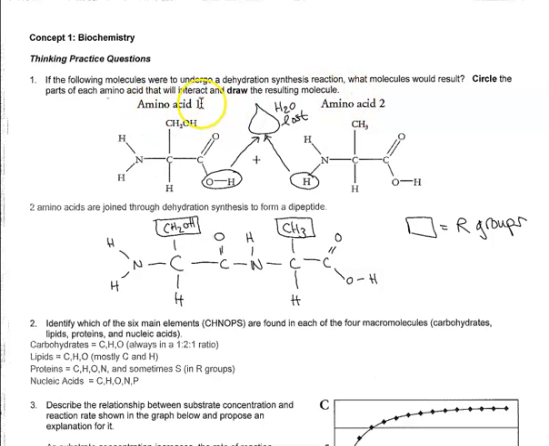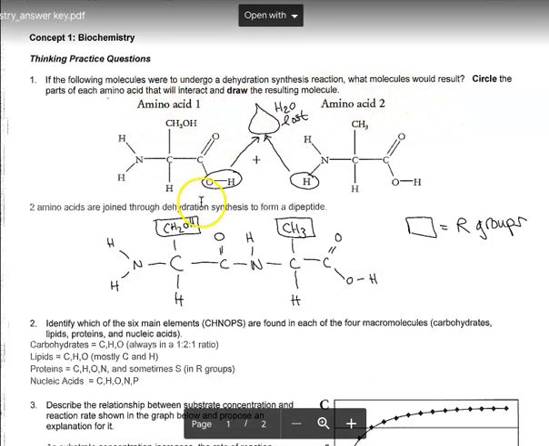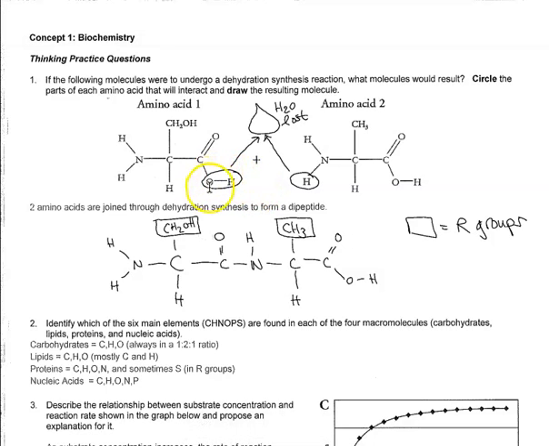So you have amino acid 1 and amino acid 2. You should know that the OH here will join with the H of the amino side. So the carboxyl group will lose an oxygen and a hydrogen, and the amino group will lose a hydrogen. So 2 hydrogens plus 1 oxygen will give out an H2O.